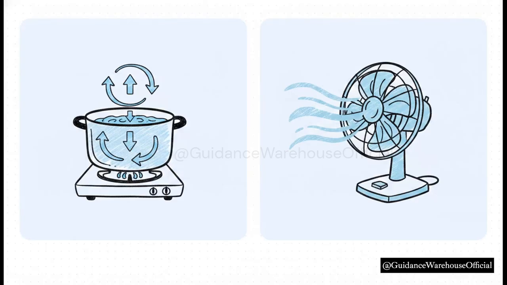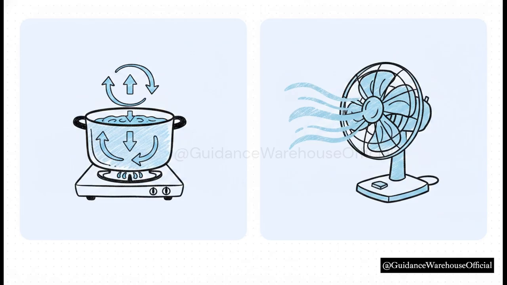And this thermal conveyor belt comes in two flavors, natural and forced. Natural convection is driven entirely by buoyant forces. When air or liquid heats up, it expands, gets less dense, and floats upward. Think of hot air naturally rising from a gravity furnace, or a pot of water boiling on your stove, where the hot water rises and the cold water sinks in this continuous rolling loop.